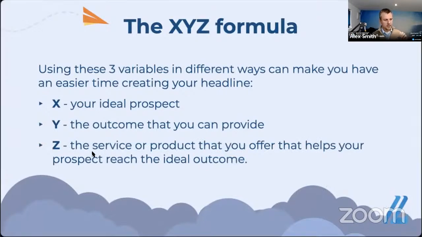So Z is the service or product that you offer that helps your prospect reach the ideal outcome. And that's to do with how you go about delivering it. So if it's a software approach, you can mention, I help business owners be less stressed and manage their time better. That's the outcome, you've got it. And then how do you do it? Through a 12-week coaching program or whatever it is. So it's quite clear who you've helped, that specific audience, and how you do it.